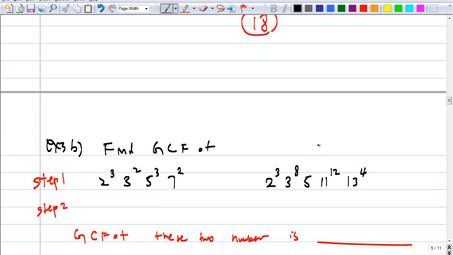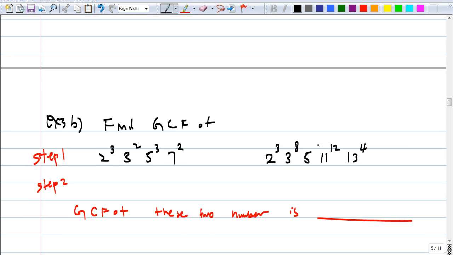So what are the common factors for this? No, I don't even know what they are. Yeah, 2 is a common factor. What else? So times 3 times 5. Is 7 a common factor? No. What about 11? What about 13? No. So we're looking for the greatest common factor, so you can't include factors that are not common. Now, we're not done, are we?